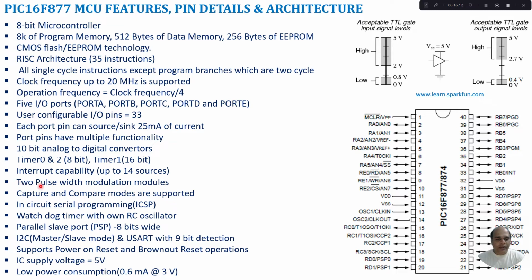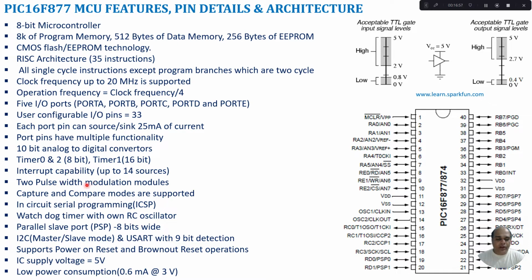Then we have two pulse width modulation modules. Pulse width modulation means we essentially create a square wave with different duty cycles. The duty cycles can be varied. It can be changed with programming. So we have two such modules to generate a pulse width modulation wave. This is used in many real-time applications to control the speed of a DC motor, to control the angle of your servo motor, etc. So we require a pulse width modulation circuit, and it can be configured to generate square waveforms with different duty cycles.